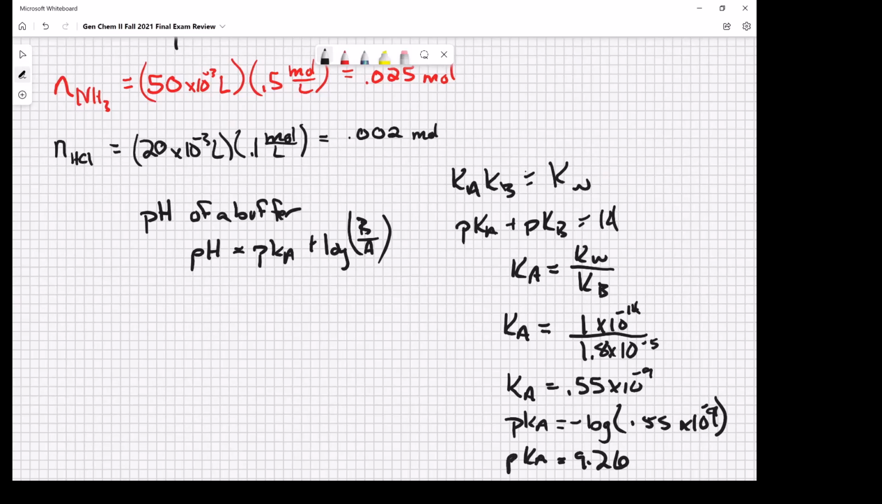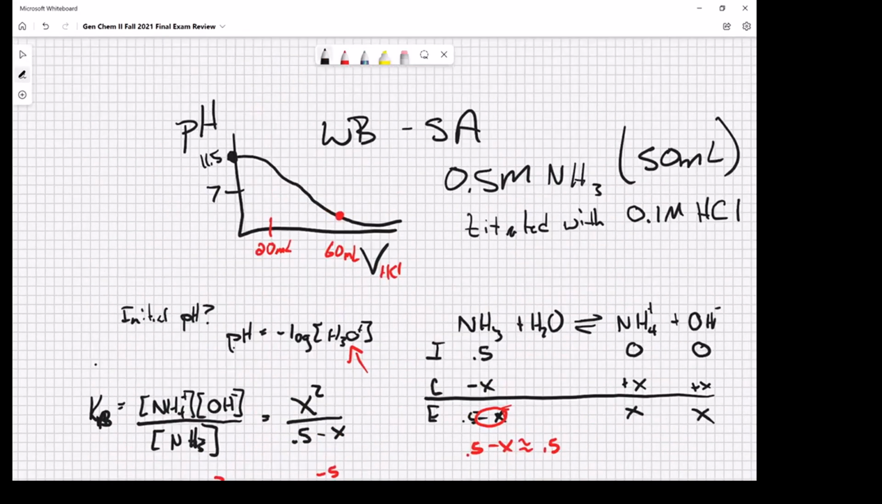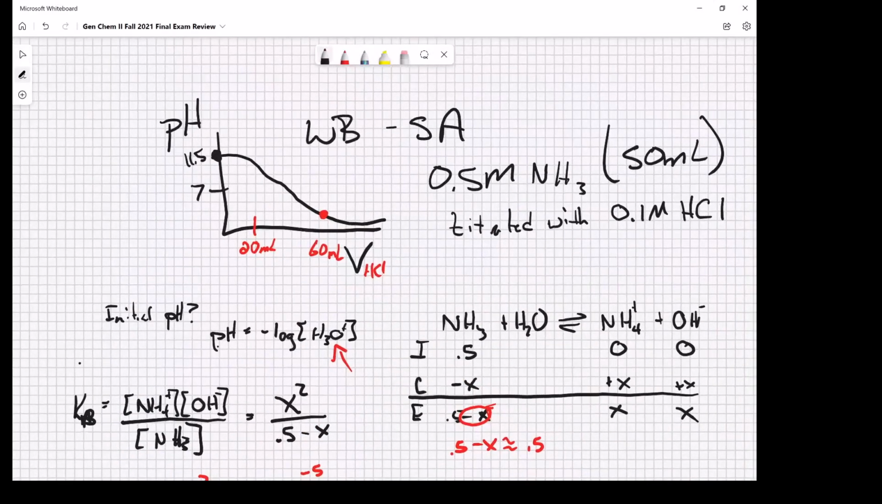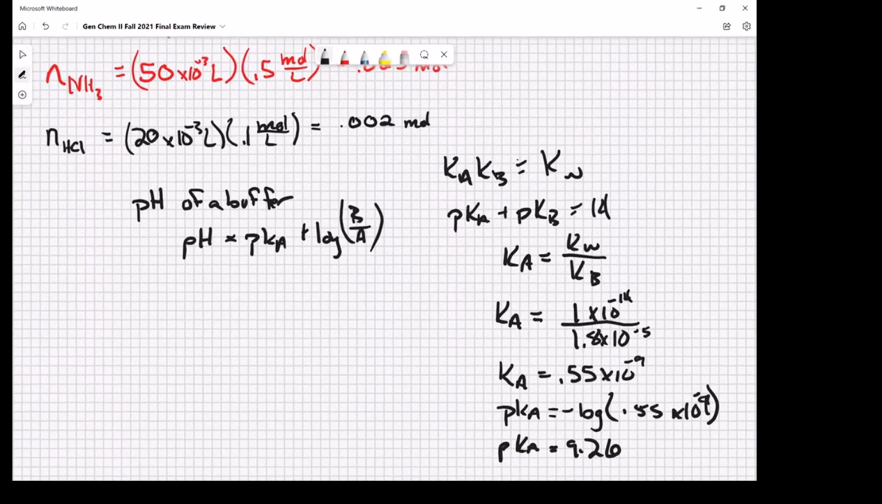All right, so we got a pKa of 9.26, so we should be able to throw that in. What we're doing is a titration. We're doing a weak base, strong acid titration, using 50 milliliters of half molar ammonia solution, and we're titrating it with 0.1 molar HCl. What we've done so far is calculate the initial pH of the system, and right now we're working out the pH after we add 20 milliliters of acid. While we're in this region before the equivalence point, because we've got a weak base and strong acid, we are in a buffered region, and so we can use the Henderson-Hasselbalch equation to calculate the pH.